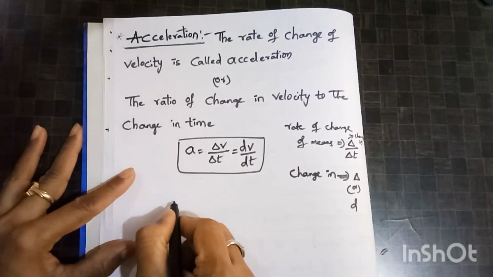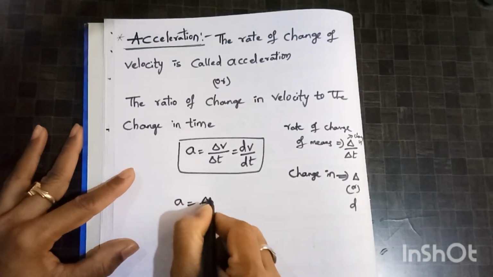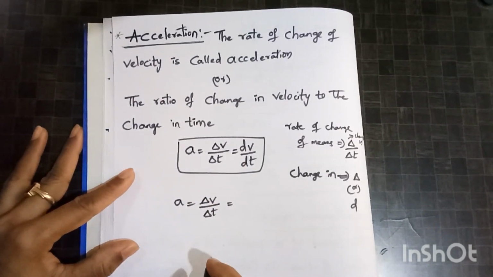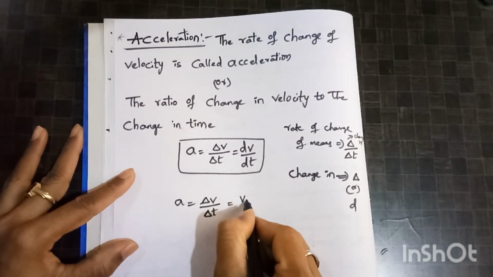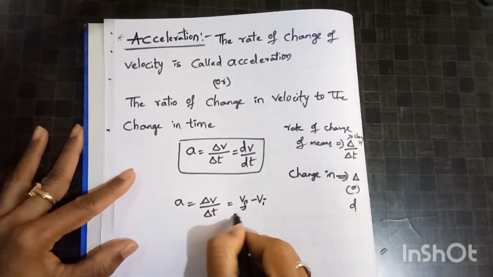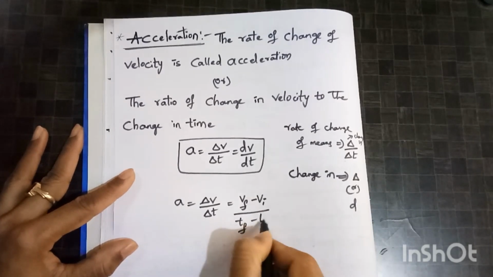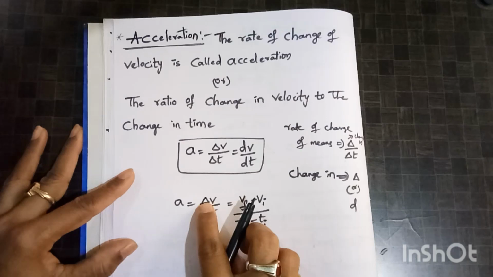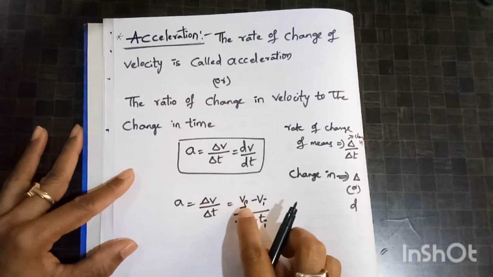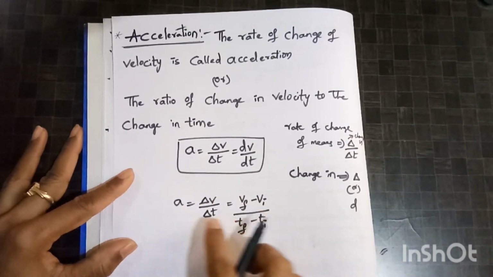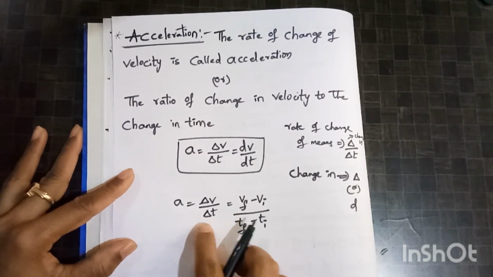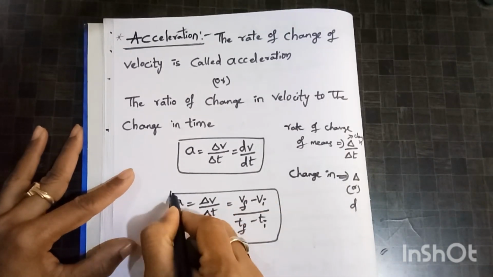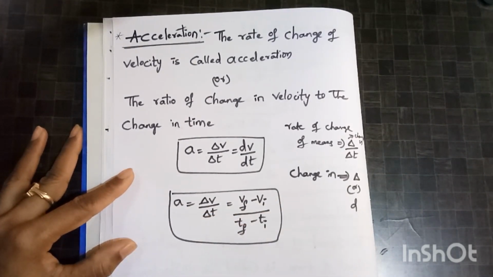So a equals delta v by delta t. Delta v represents change in velocity, which means final velocity minus initial velocity, and delta t is the change in time, that is, final time minus initial time. This is the acceleration.